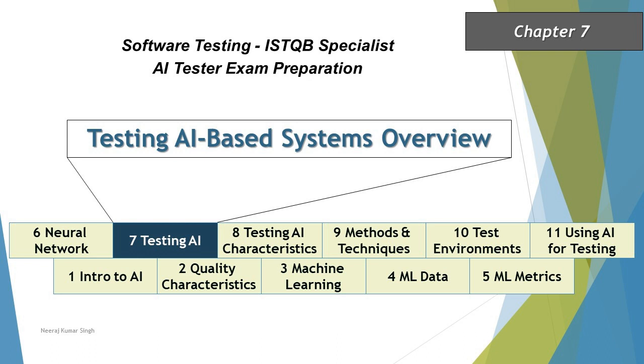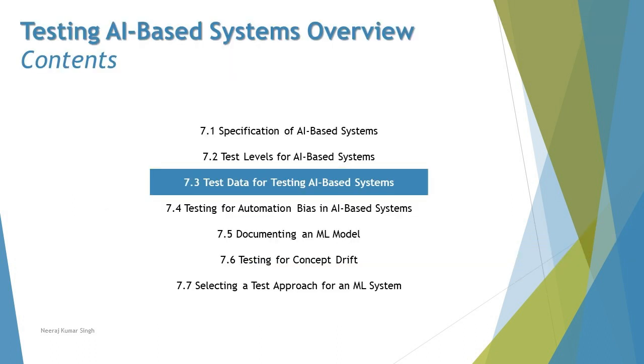We are in chapter 7 talking about testing AI based systems, and we'll continue today with 7.3, the test data for testing AI based systems, to understand better.